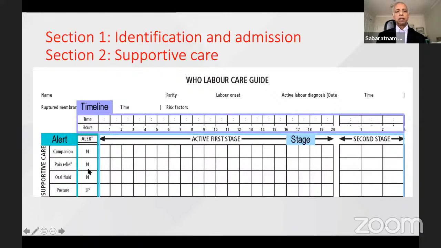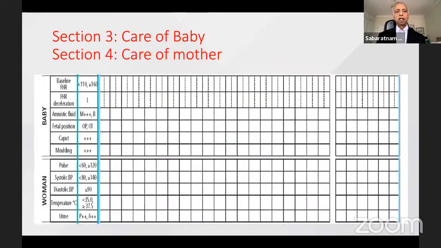So the alert parameters are given at the bottom of the labor care guide, and every half an hour you write this. And if it is not normal and it crosses the alert line, then you put it in red so you know what is happening.